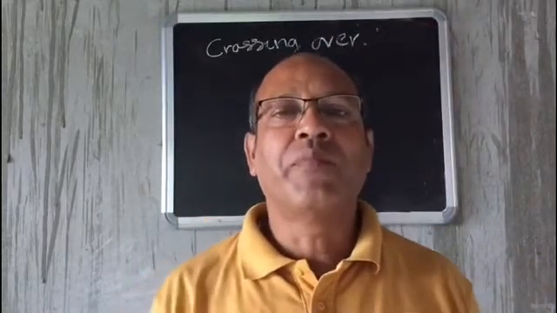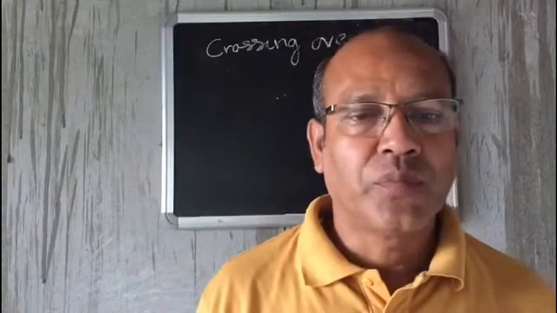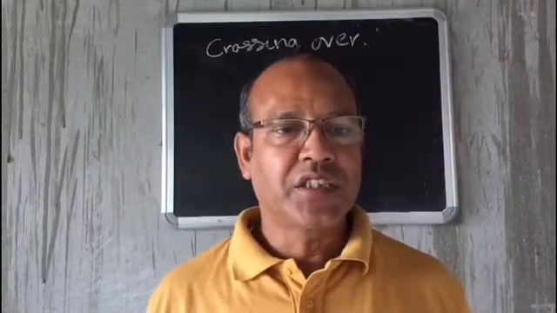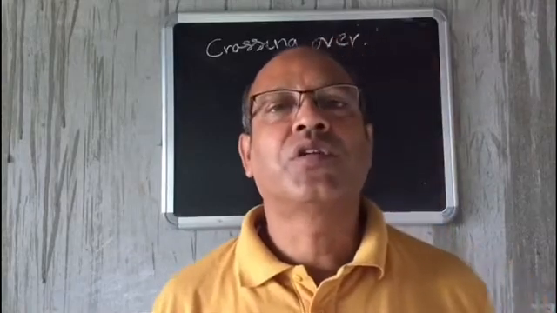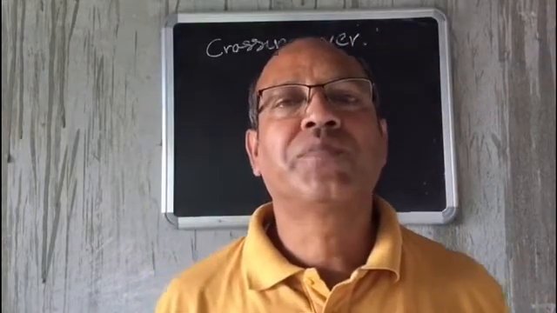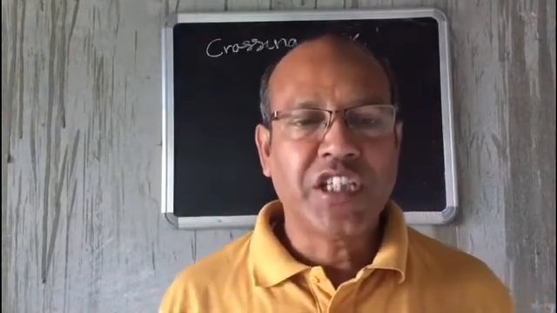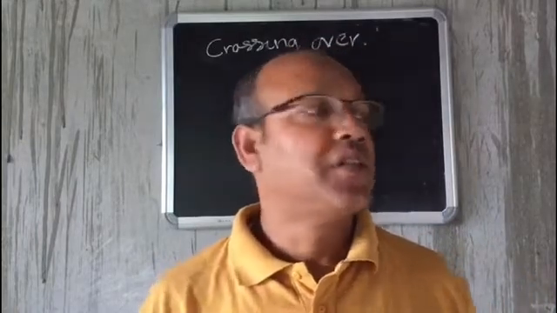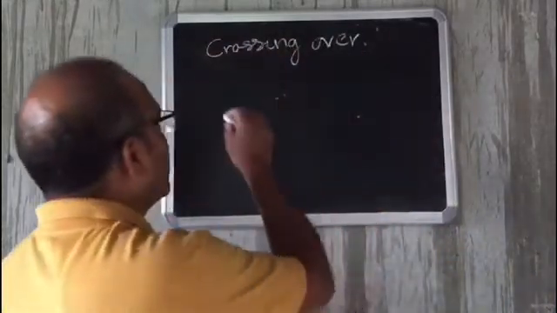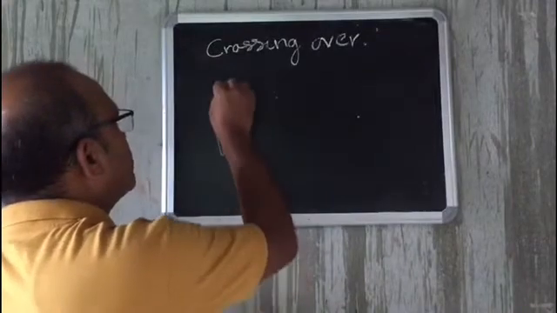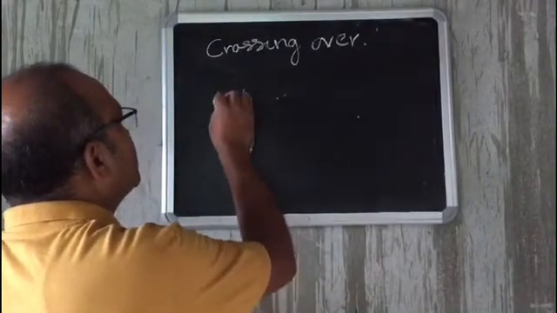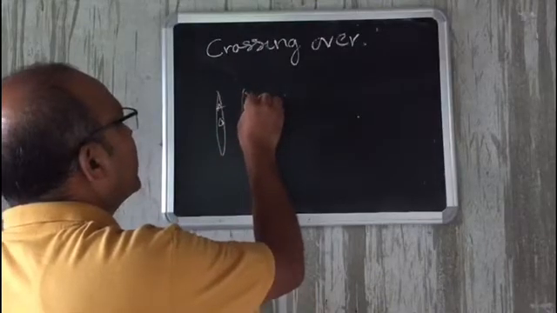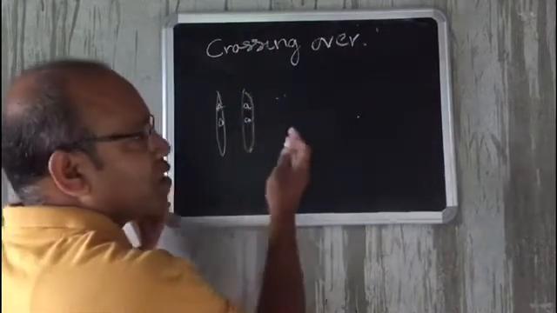How does recombination take place? The process by which there is genetic exchange between homologous chromosomes is called crossing over. The process by which there is genetic exchange, that means if these are two chromosomes, the process by which gene A and gene A exchange with each other.